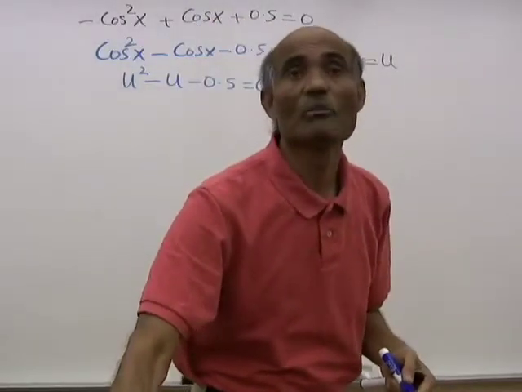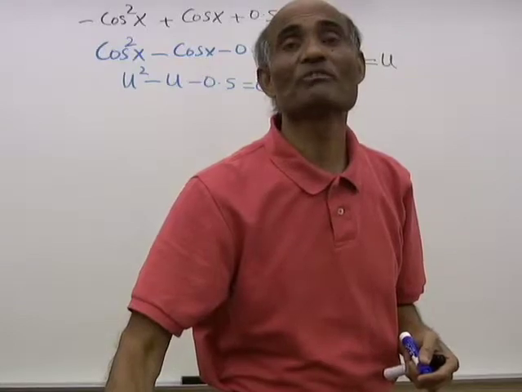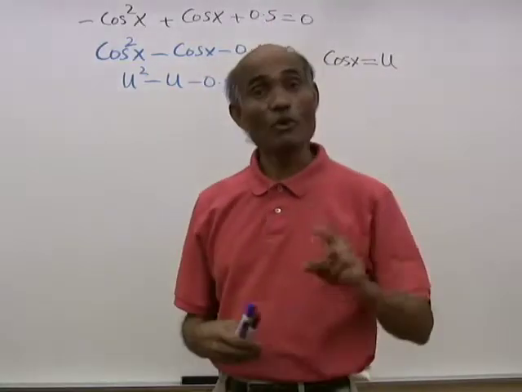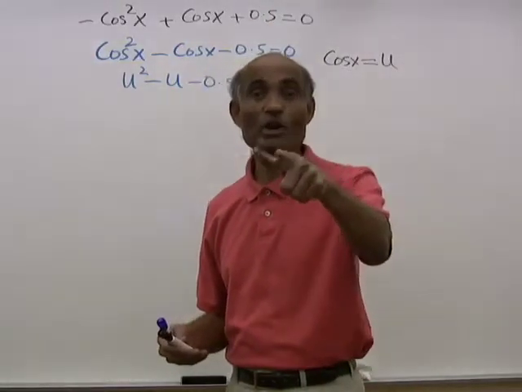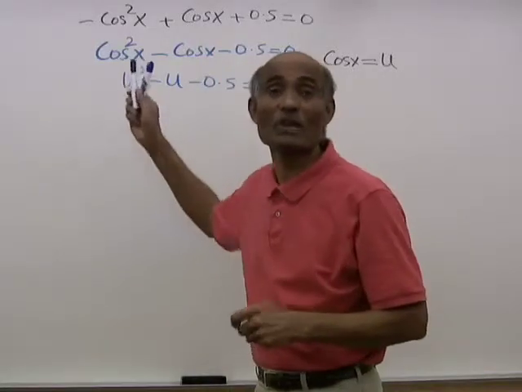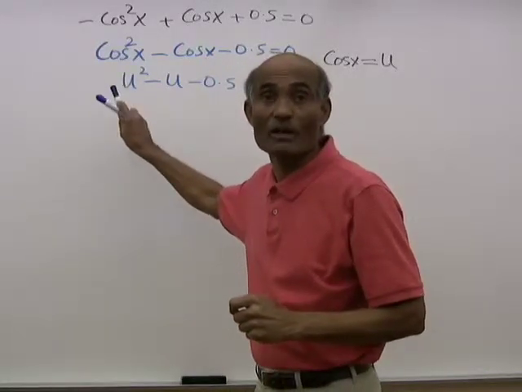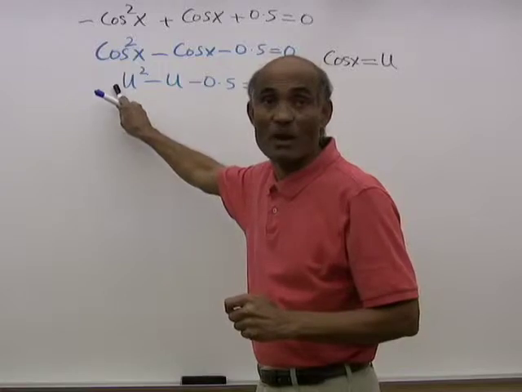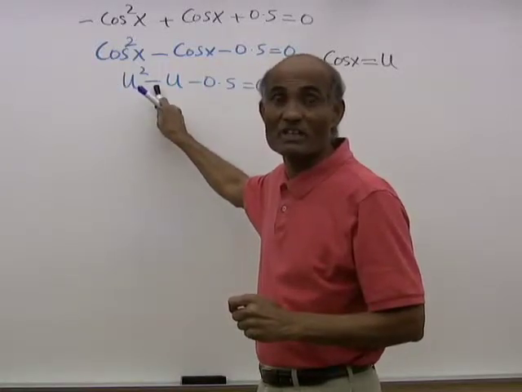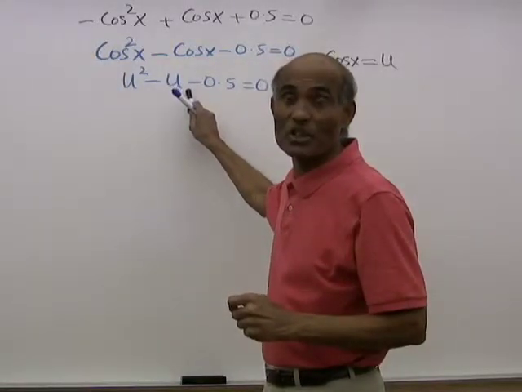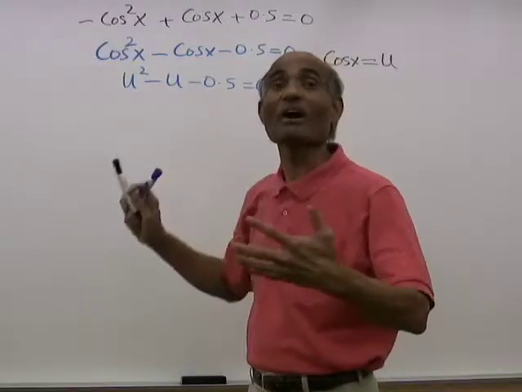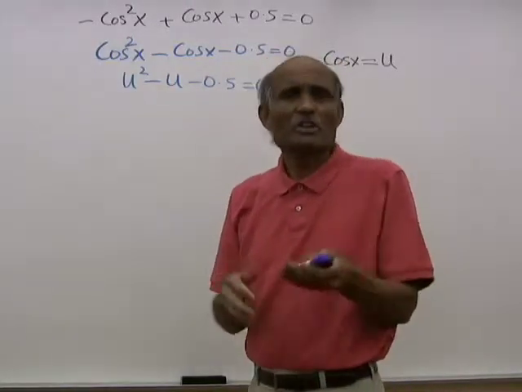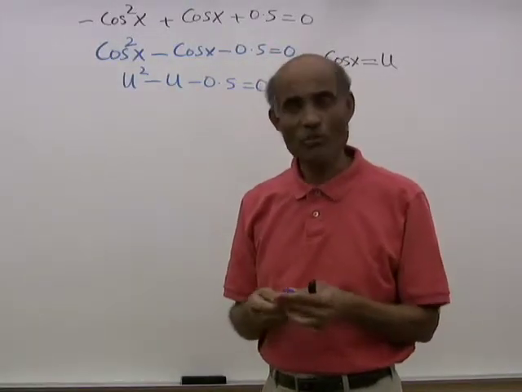U squared minus u minus 0.5 equal to 0. Actually, you can go back to the calculator, just the polynomial, to the degree of the equation is 2. Our coefficient here is 1, and this coefficient is negative 1, and the constant term is negative 0.5. You can do that. But you can use the quadratic formula, is that right?